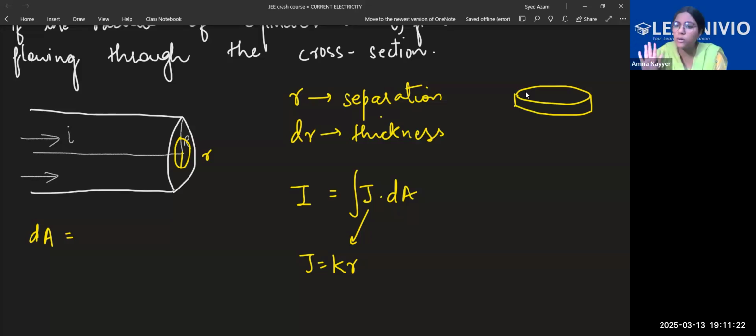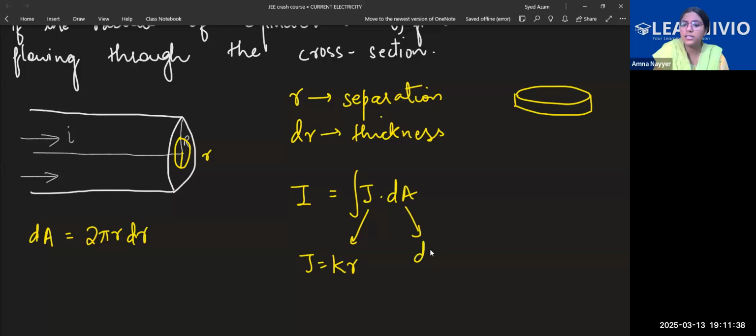Okay, but right now we require area. So for area, what can we do? Take the circumference. Circumference, as Meera rightly said, is 2 pi r. Now multiply by the height. What's the thickness that we have chosen? dr. So we have the area.